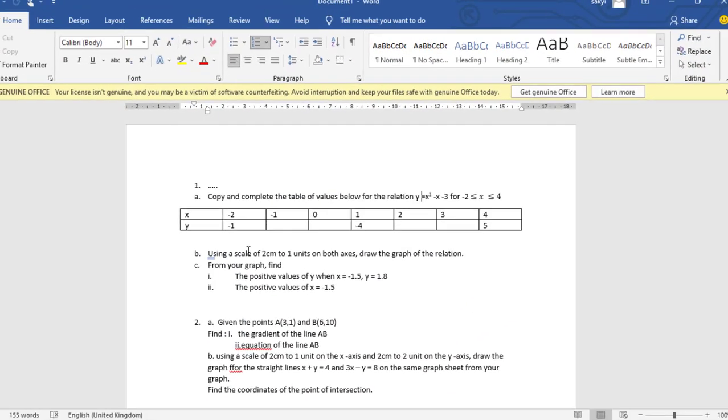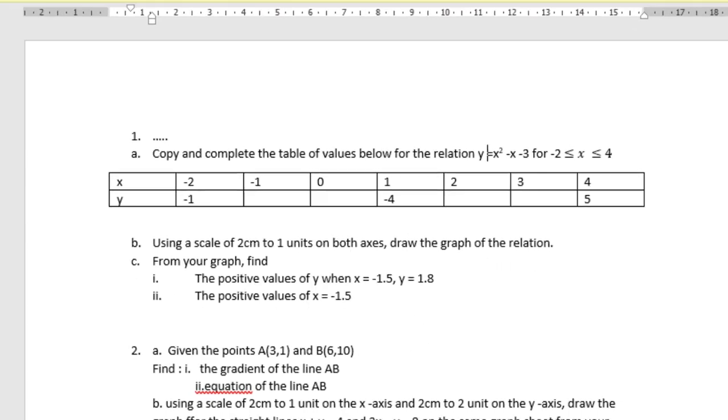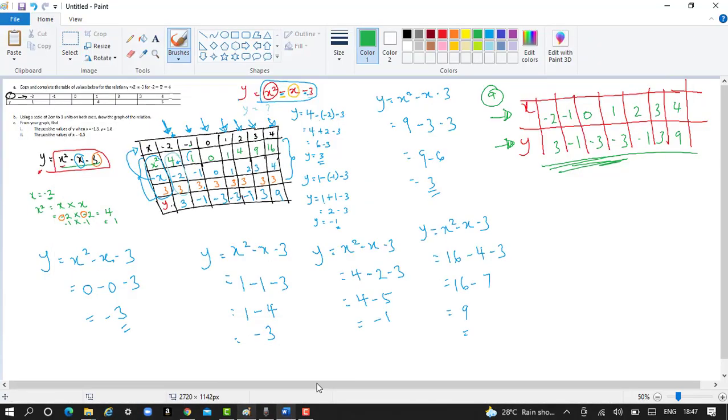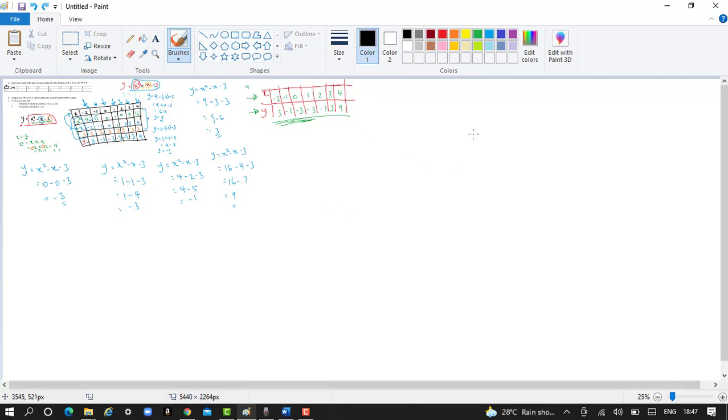Let's move to B. B says that we should use a scale of 2 centimeters to 1 unit on both axes and draw the graph of the relation. So let's look at the graph. My work is going to be in a sketchy form, so please bear with me on that. So this is our graph here. We have our x axis, then we have our y axis. We have our origin here.